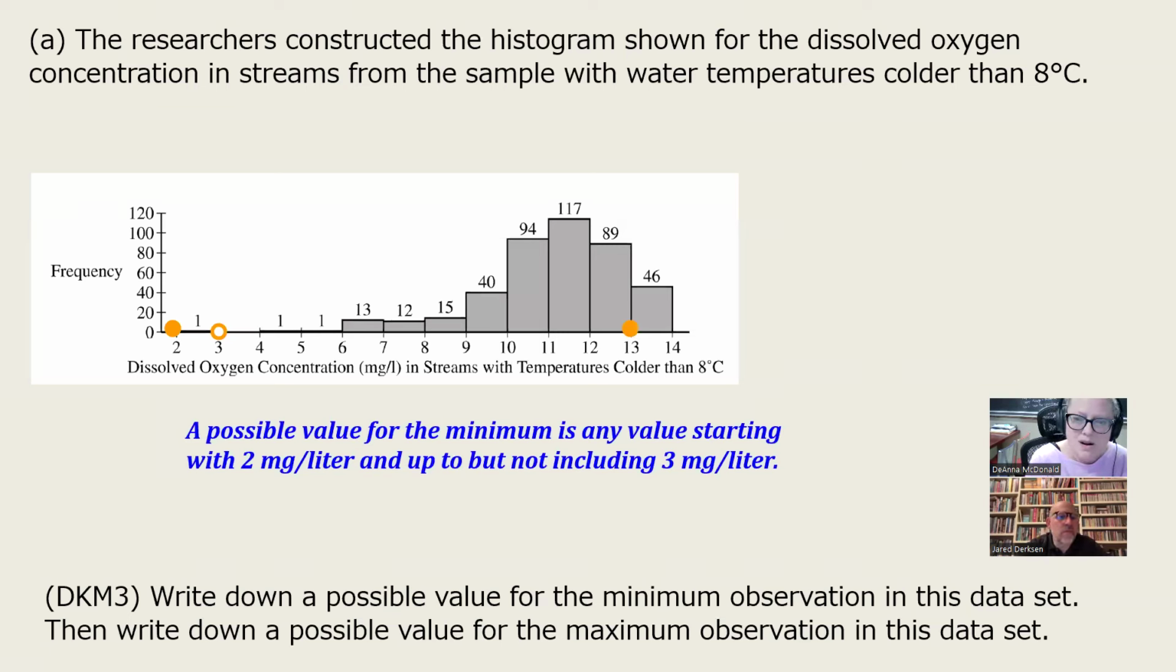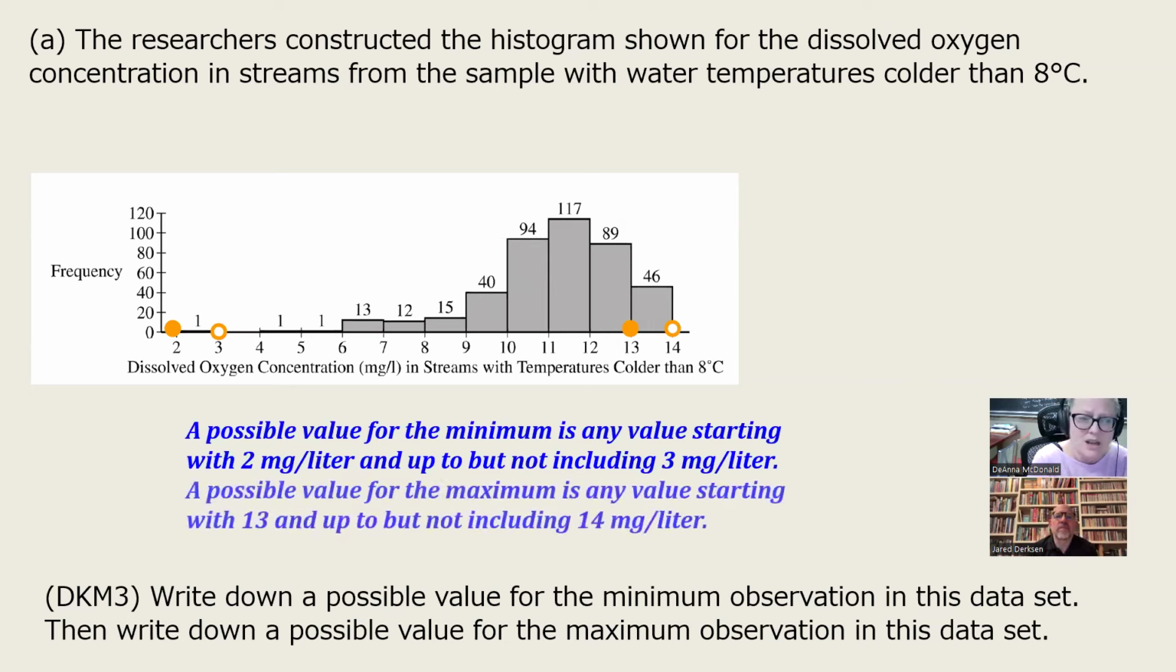And then for the upper value, the same thing for the maximum. You've got the same thing going on. You've got a closed endpoint at 13 and an open endpoint at 14. So what you wrote down for the maximum could be any value starting with 13 and up to, but not including 14.